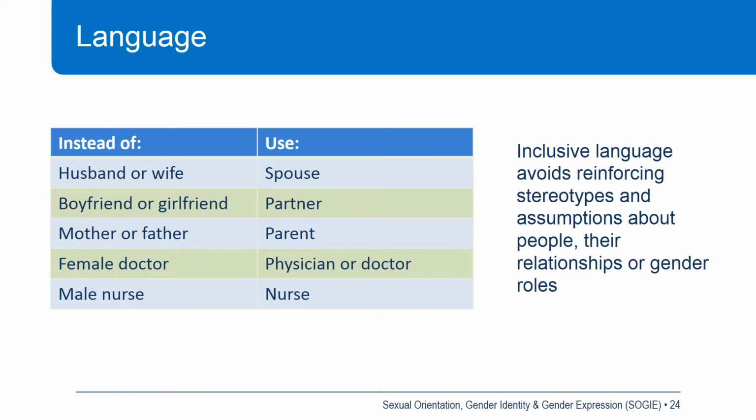Here are some examples of how we can use inclusive language to avoid reinforcing stereotypes and making assumptions about people based on their relationships or their gender roles. So for example, husband or wife instead of spouse. When we meet those parents, let's not assume that it's necessarily mother or father.